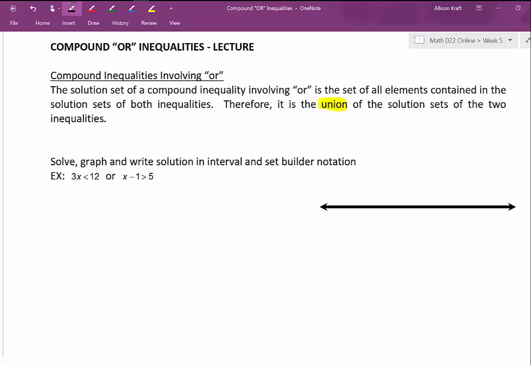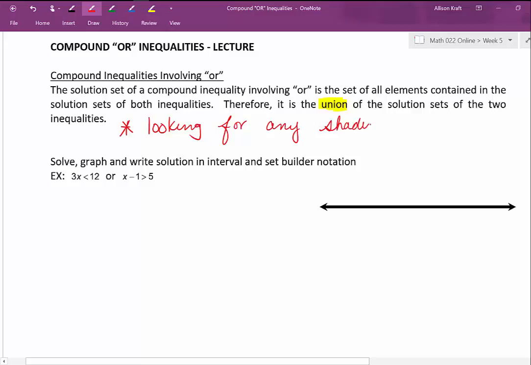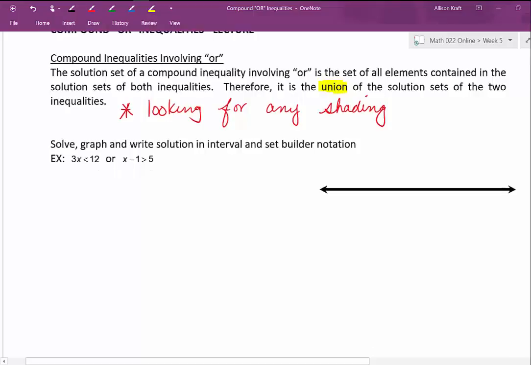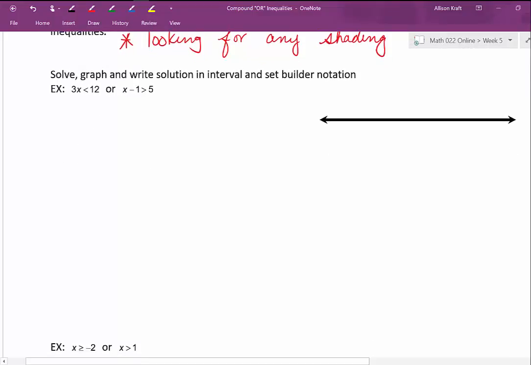When we're graphing these solved inequalities, we're going to look for any shading. Any shading that came from either inequality will be a part of our solution. Let's solve, graph, and write our solution set in interval and set builder notations. I'm going to solve each inequality individually.